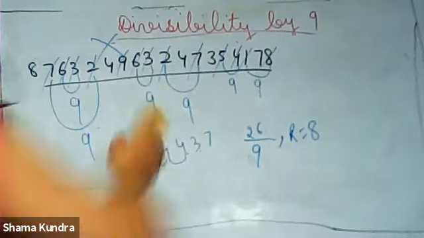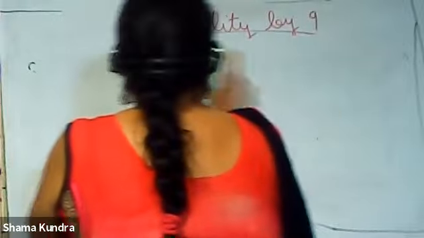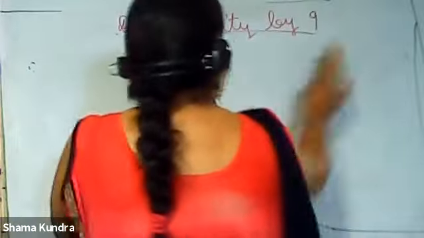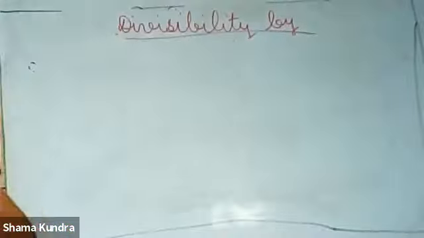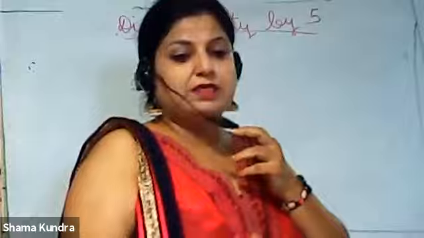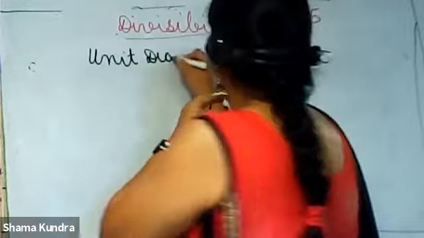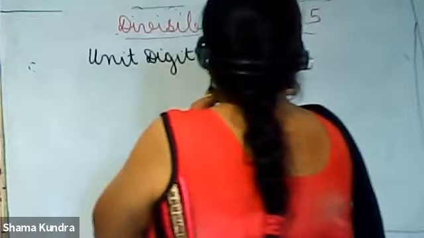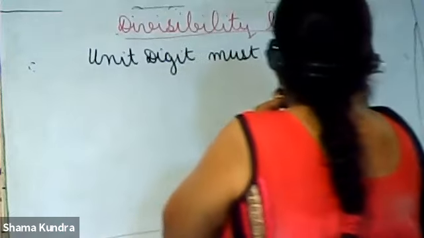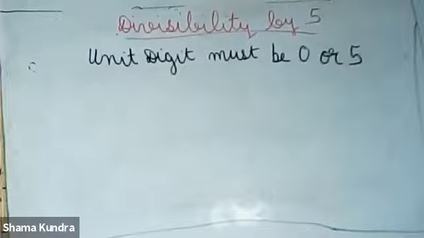Next, I will discuss divisibility by 5. For the divisibility by 5 rule, the unit digit must be 0 or 5. We simply focus on the unit digit.